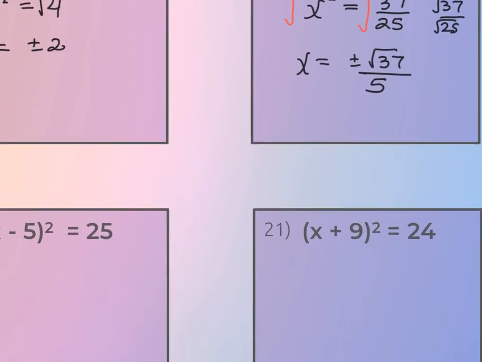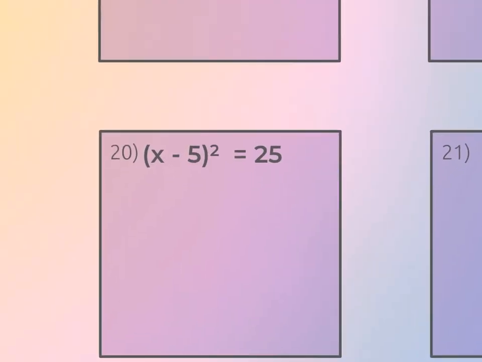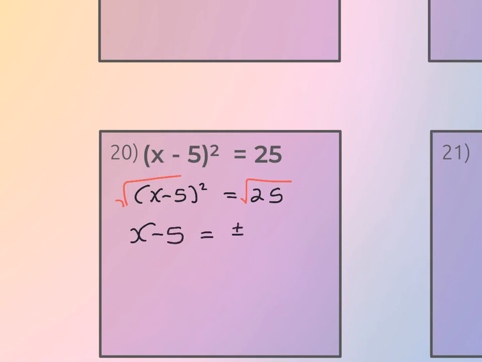Let's try number 20. Your squared term is already isolated, so I'm going to square root both sides. Square root this side, square root this side, and now I'm left with x minus 5 is equal to plus and minus 5. Now, when this ends up being a perfect square and it comes out of a radical, I'm going to actually do 2 problems here, but let me first move the 5 over.